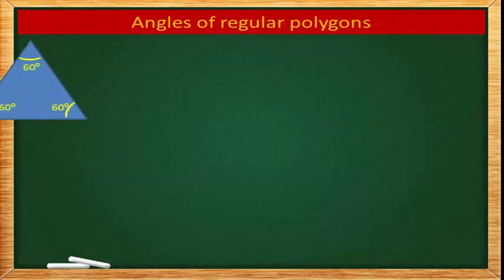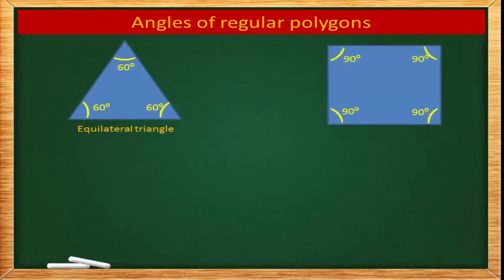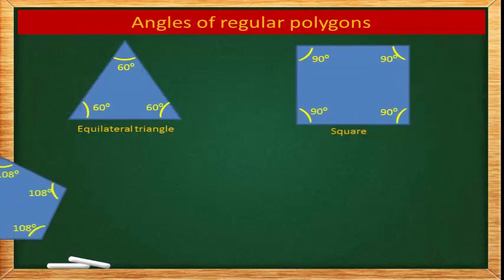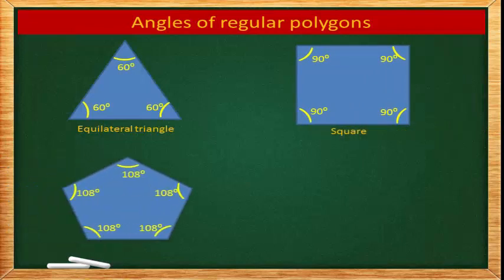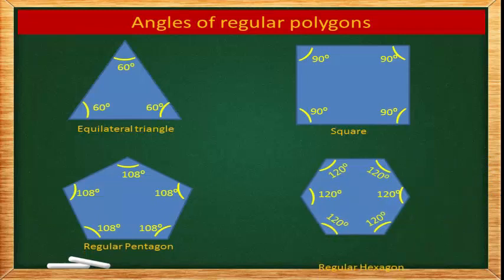Children, do you know what the angles of these regular polygons will be? Yes, the angles of regular polygons will always be equal. And for an equilateral triangle, each angle is equal to 60 degrees. How many angles are there in a triangle? Yes, there are three angles and each angle is equal to 60 degrees in an equilateral triangle. What about a square then? Yes, there are four angles and each angle is equal to 90 degrees.